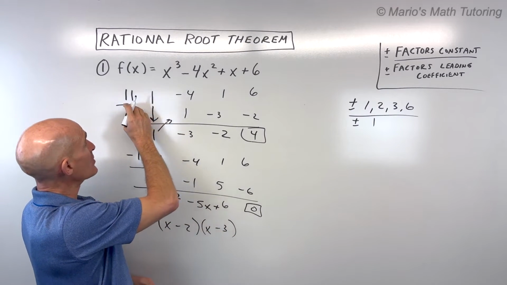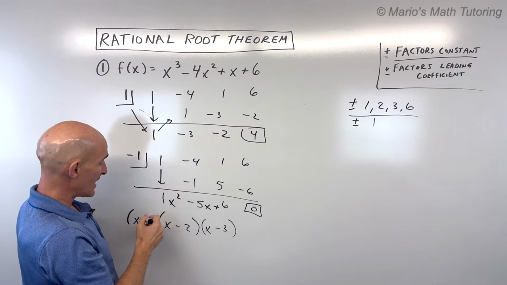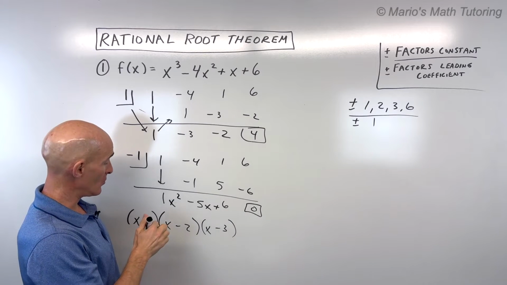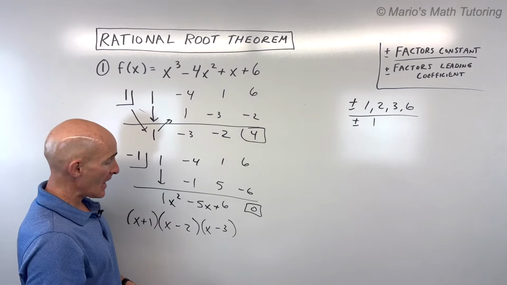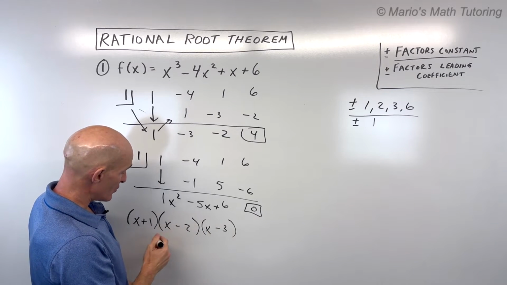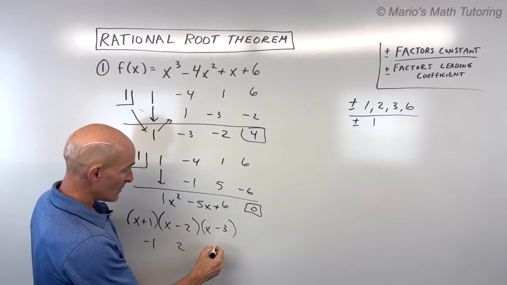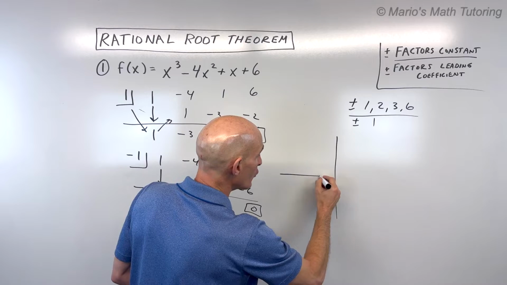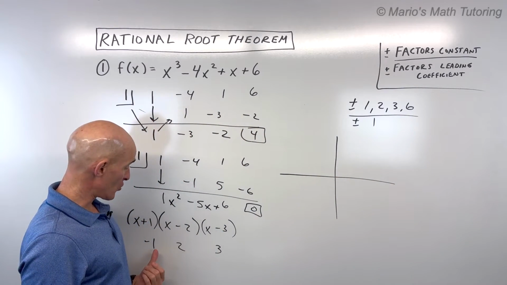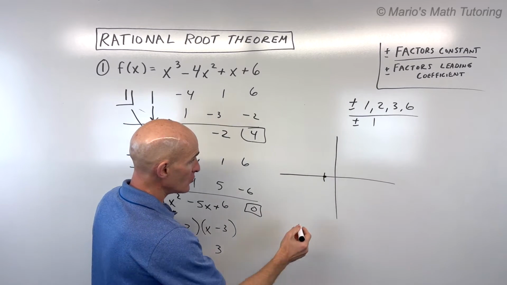And you can take it one step further. If -1 is a zero, x minus -1 is a factor. So that would be x plus 1, because the two negatives cancel. And if you set these factors to 0, you're going to get -1, which we got here, +2, and +3. And if you were to graph this polynomial, it's going to cross the x-axis at -1. It's going to cross here at 2 and 3.